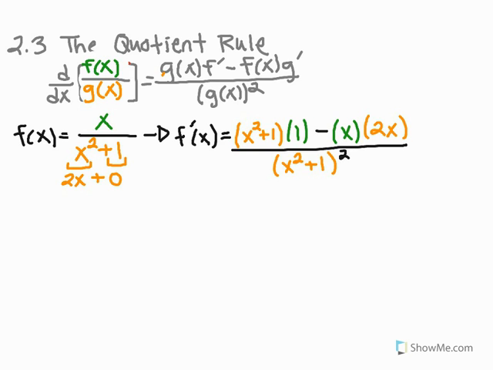And how am I going to reduce this or simplify it? Well, let's try some basic multiplication and simplification. So f prime of x equals, now 1 times x squared plus 1 is just going to be x squared plus 1. And since both of these terms are positive, the parentheses are not necessary. So now let's take a look at the second part. It says x times 2x. Well, that's going to be minus 2x squared.